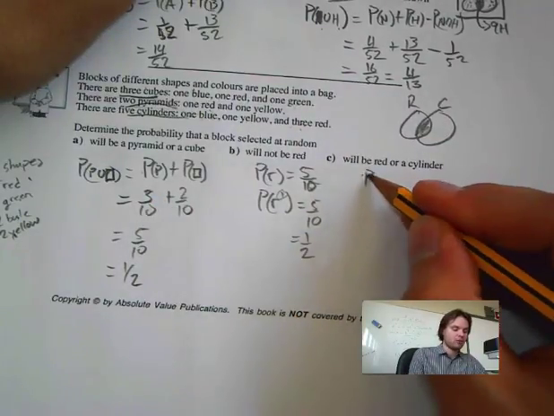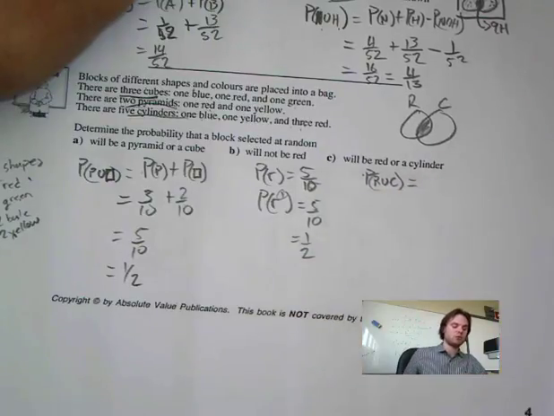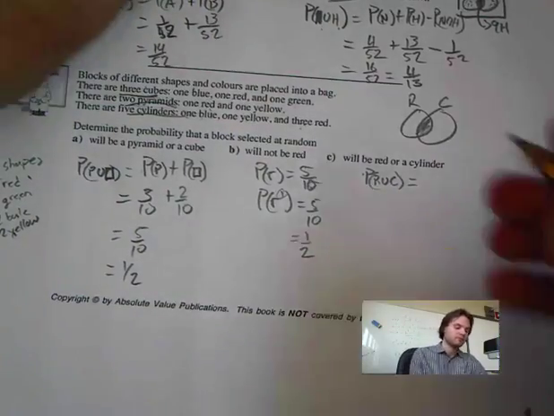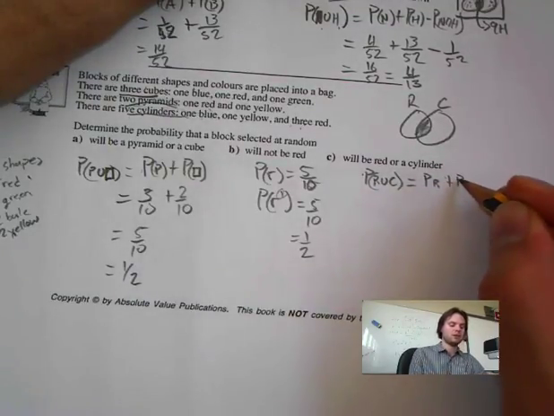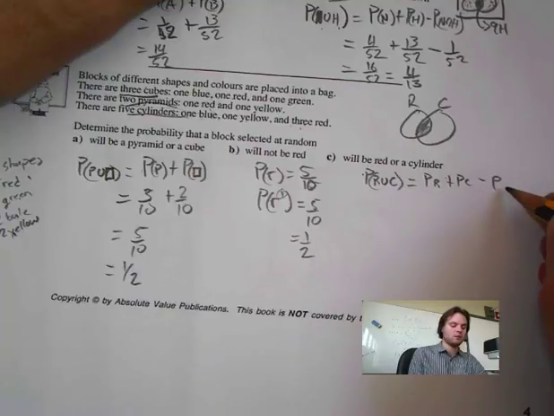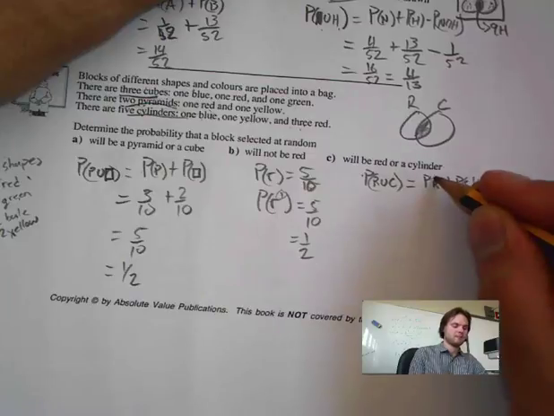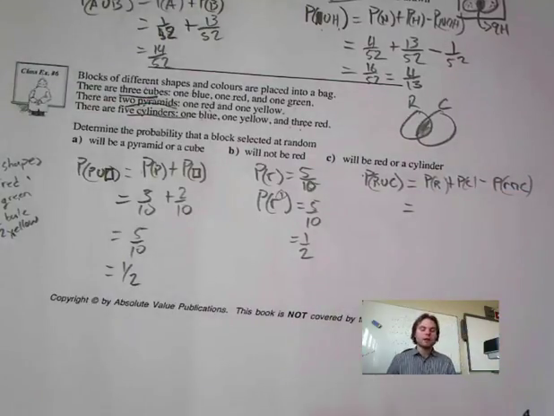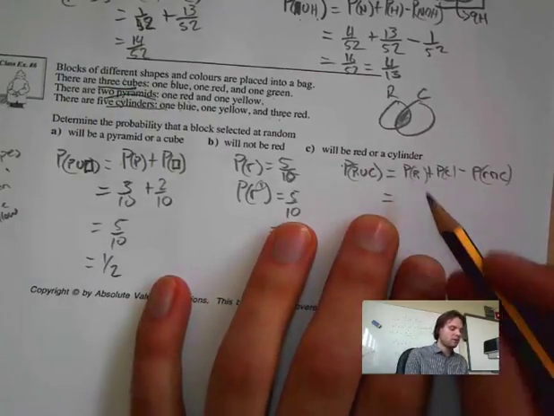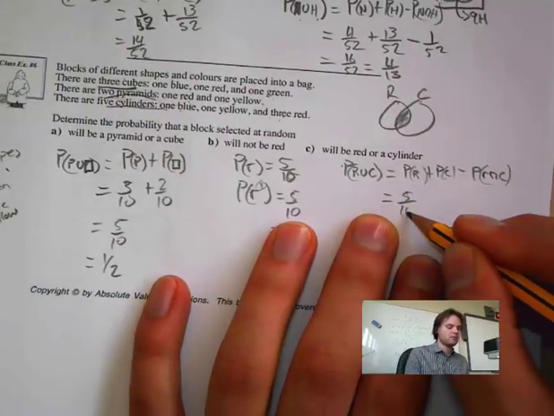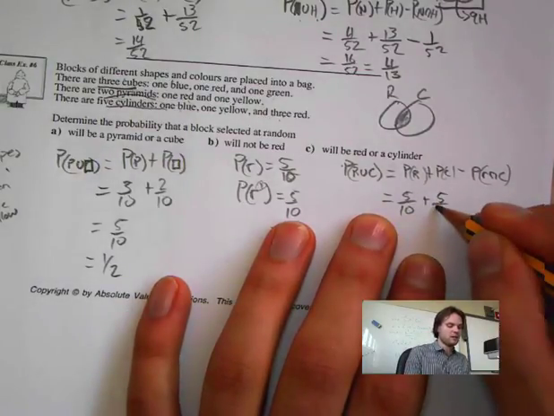So these are not mutually exclusive, whereas this was mutually exclusive. Take a look, we have probability of red or cylinder, or is the same thing as union, is equal to the probability of red plus the probability of a cylinder minus the probability of red and a cylinder. Okay? We continue this. What is the probability of red? Well, there's 5 out of 10 blocks that are red. What is the probability of cylinders? Well, that's the same thing. That's 5 out of 10.